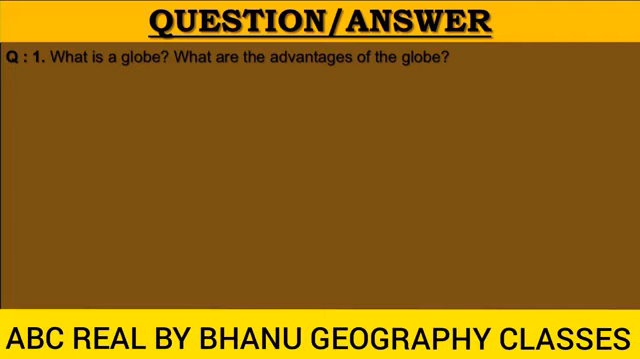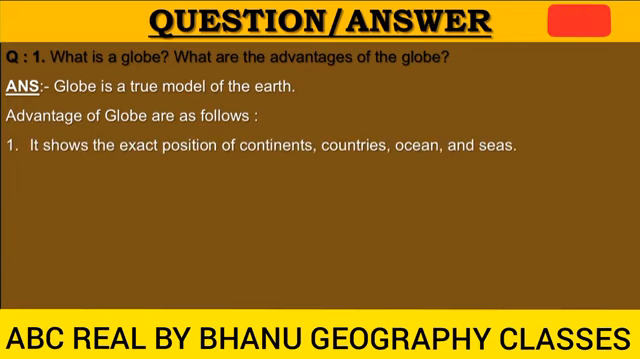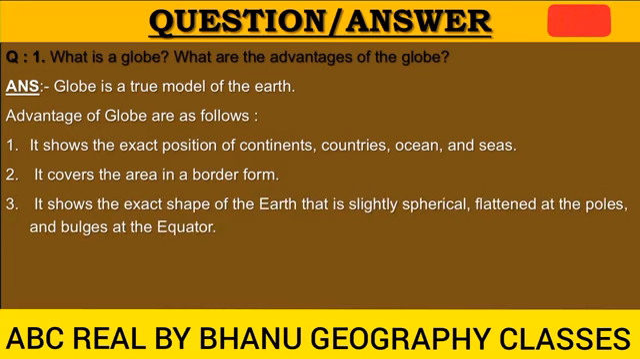Question and answer. Question number 1. What is the globe? What are the advantages of the globe? Answer of this question is, globe is a true model of the earth. Advantages of globe are as follows. First, it shows the exact position of continents, countries, oceans and seas. Second, it covers the area in a border form. Third, it shows the exact shape of the earth, that is slightly spherical, flattened at the poles and bulges at the equator.